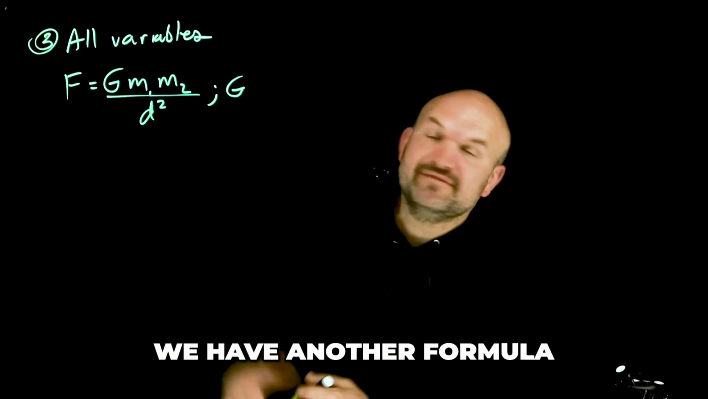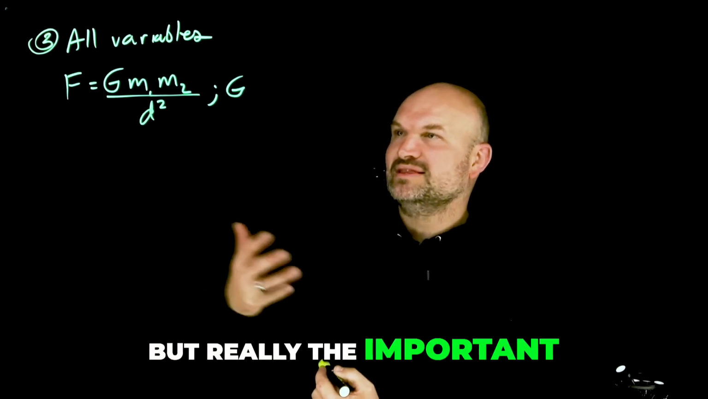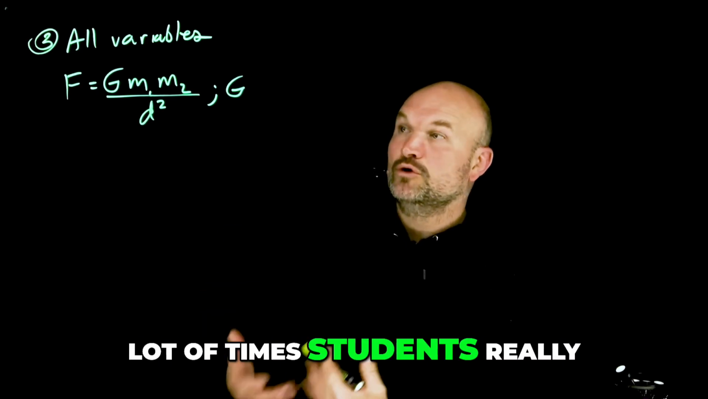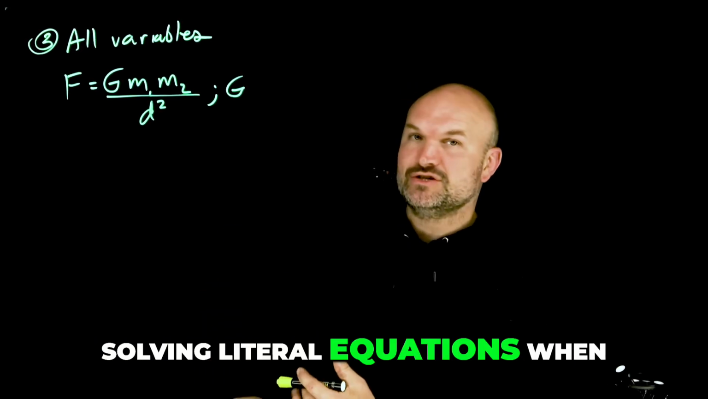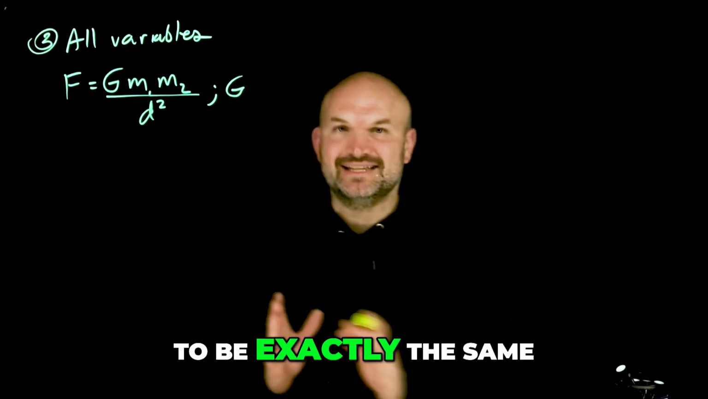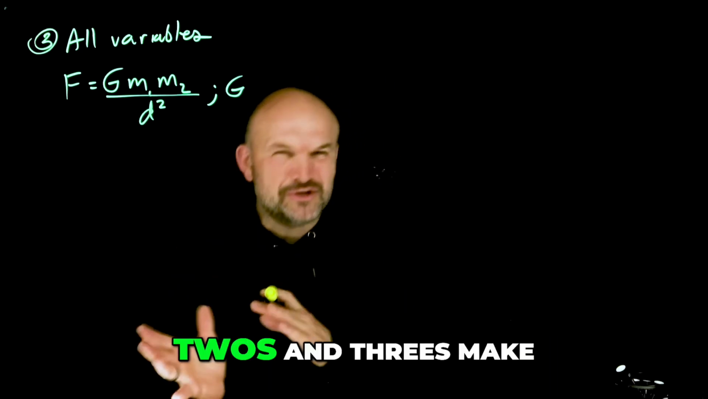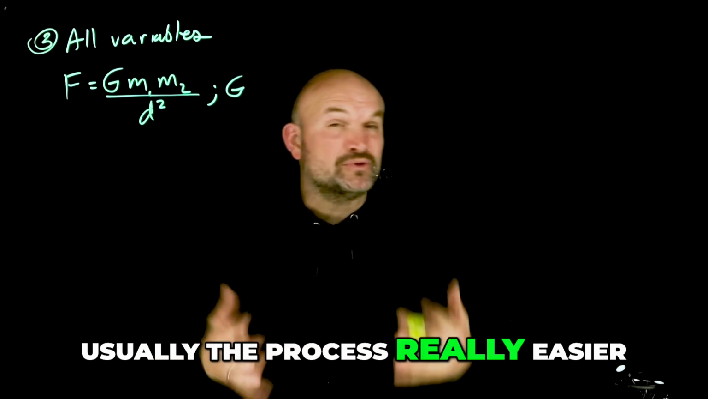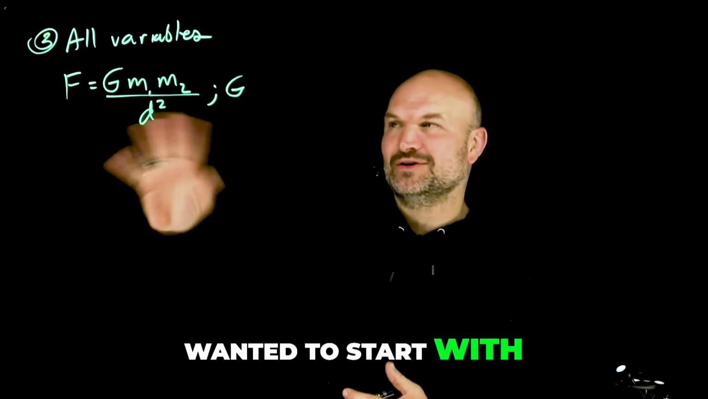All right, so here again, we have another formula in this case, but really the important thing that I want to look at is that a lot of times students really get confused with solving linear equations when there's no numbers at all. Again, the process is going to be exactly the same, but just adding a couple of 2s and 3s usually makes the process really easier. So that's why I wanted to start with those first 2 examples.